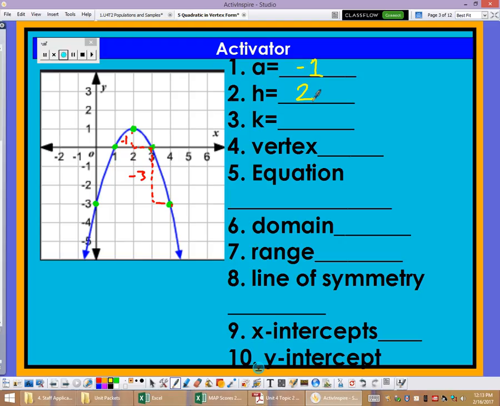What's my K value, Gabriel? 1. I agree. Why do you say 1? Very good. He says he looked at the vertex Y value and it's 1. What is my vertex? Nora. Say that again. 2, 1. I notice a lot of people write it like this. You're going to start noticing that I'm going to take off points. Ordered pairs should be in parentheses.